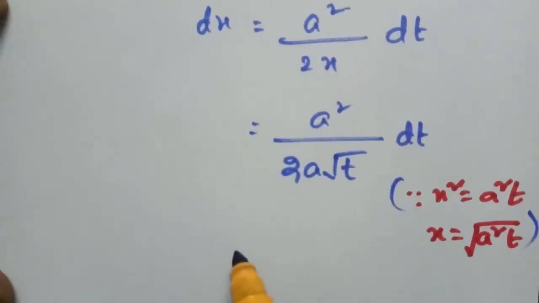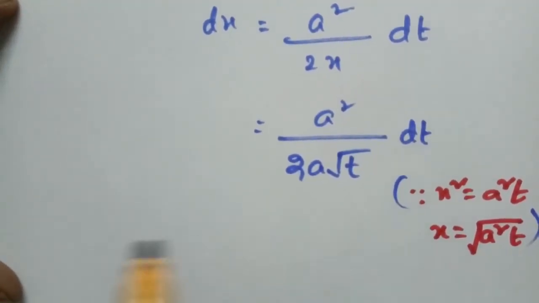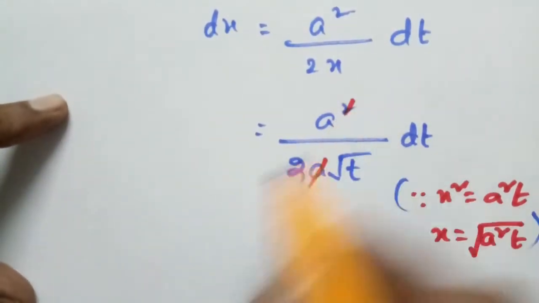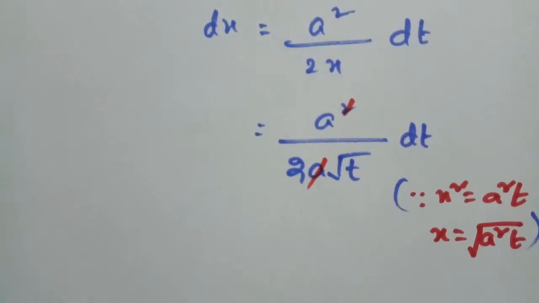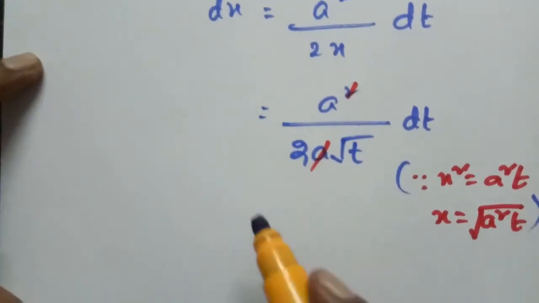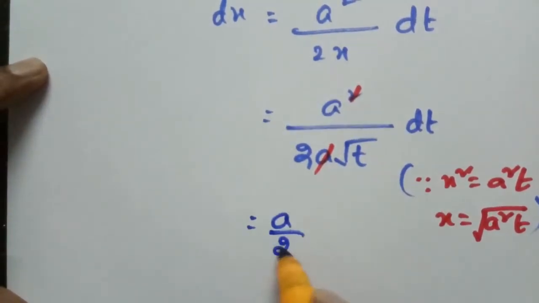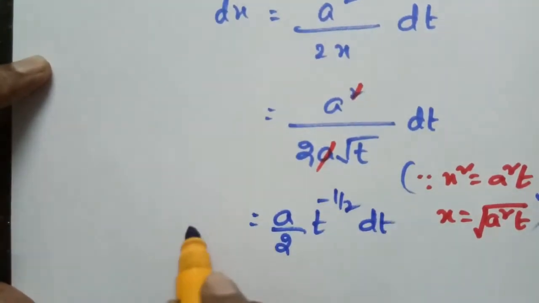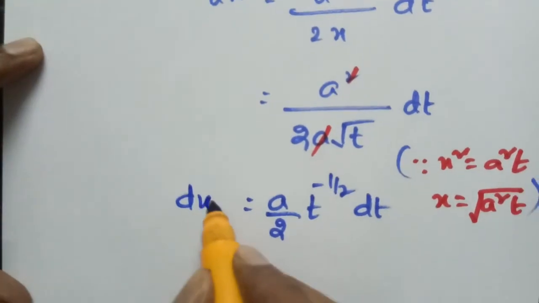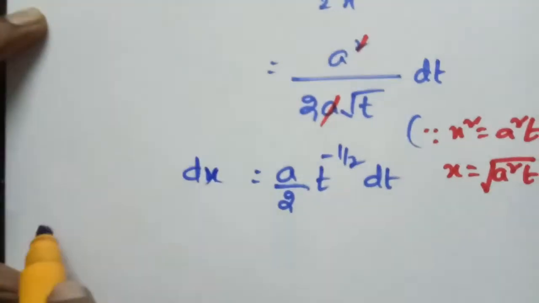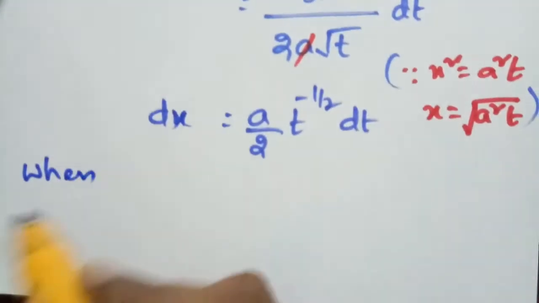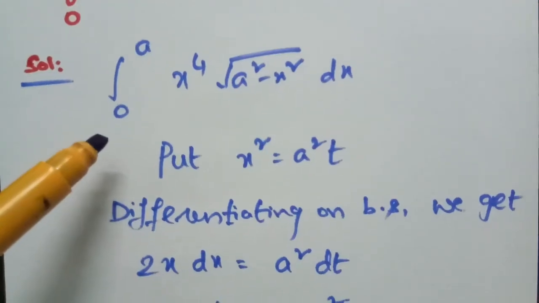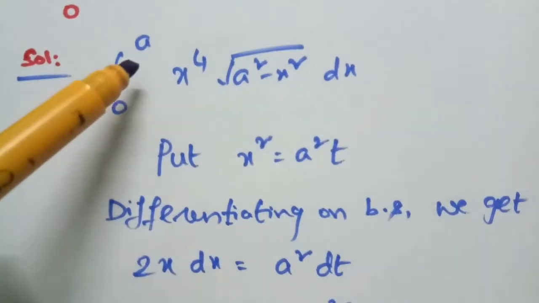Right? Therefore, this can be written as, now a gets cancelled here. Therefore, a by 2 into t to the power of minus 1 by 2 into dt. This is dx. Now, how do the limits change? When x limits are 0, lower limit of x is 0, upper limit of x is a.